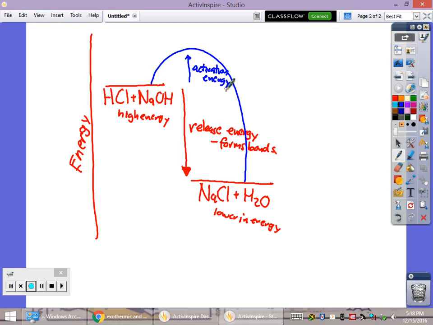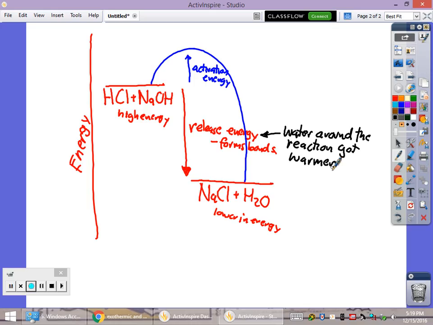But the important thing from our standpoint today is this downward drop in energy caused by a release of energy to the surroundings, and what that meant was that the water around the reaction got warmer. And so we can see this reaction give off energy.